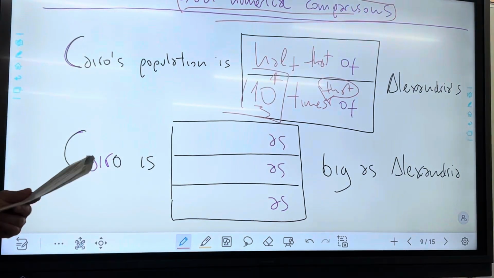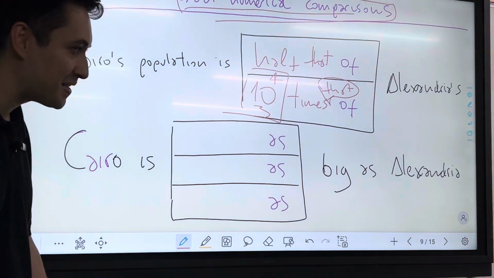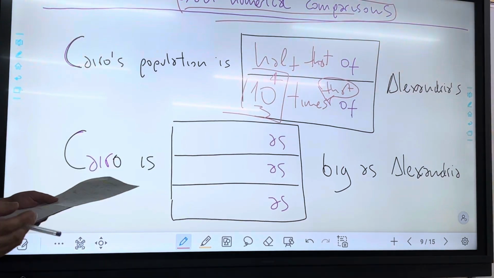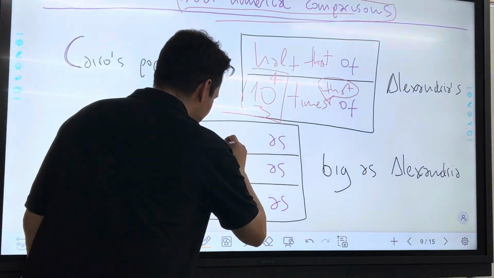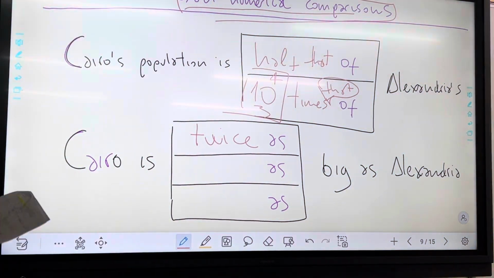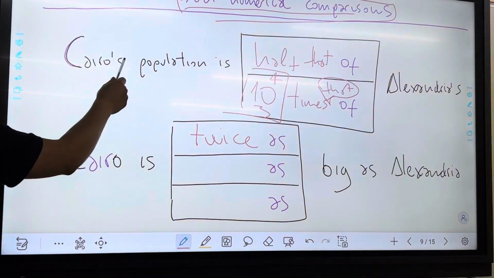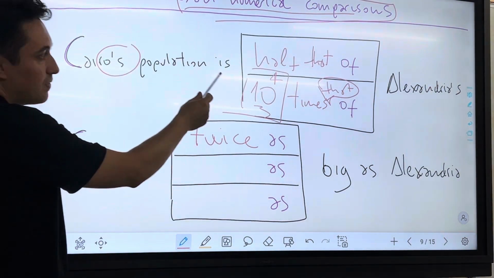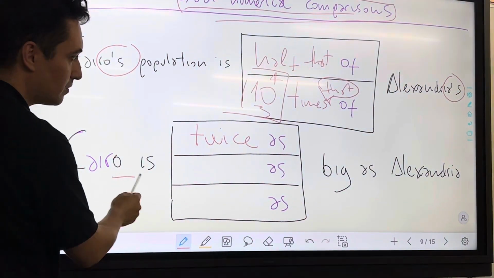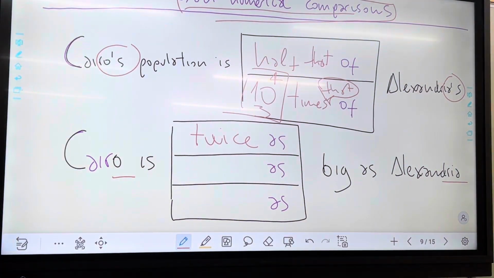Okay, your time has come, Danny. Cairo is as big as Alexandria. Okay, almost twice or just twice. Twice as big as Alexandria. Notice this: here, with the Saxon genitive, Cairo, Alexandria. Here, we're just naming the cities. Twice as big as Alexandria.